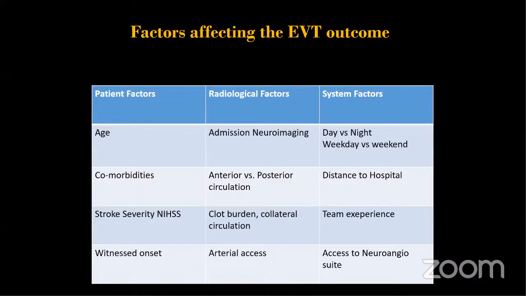In radiological factors, there is admission neuroimaging, depending on the protocol of the hospital, then whether it is anterior or posterior circulation, the clot burden, collateral circulation, and arterial access. Regarding the system, it depends: is it day or night time, weekday versus weekend, distance from the hospital, team experience, and access to the neuroimaging suite.